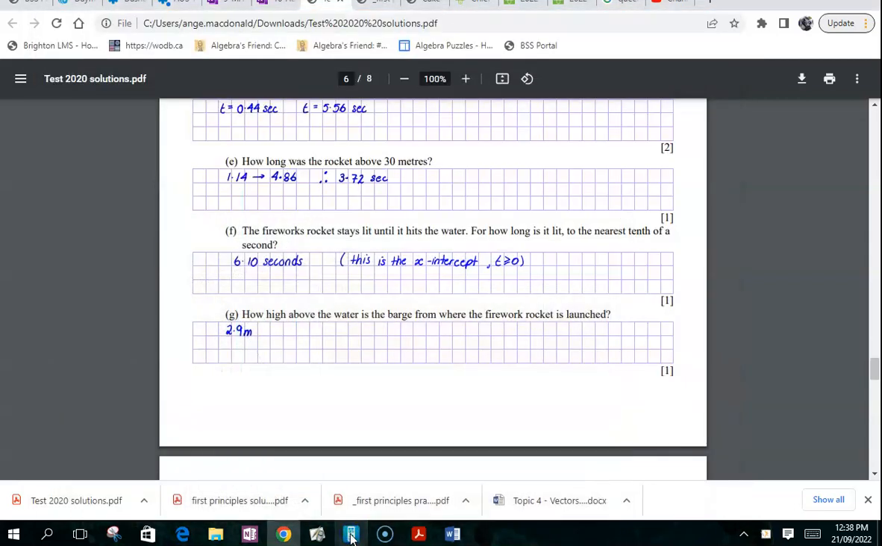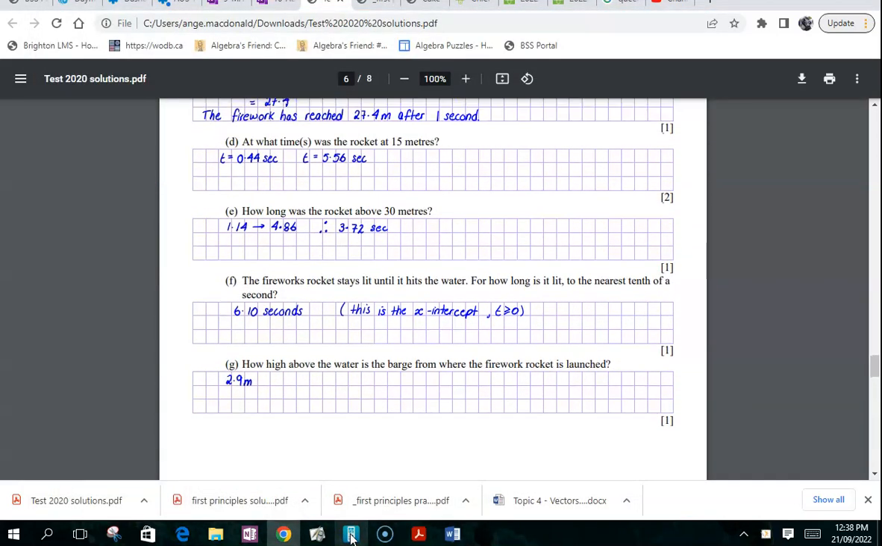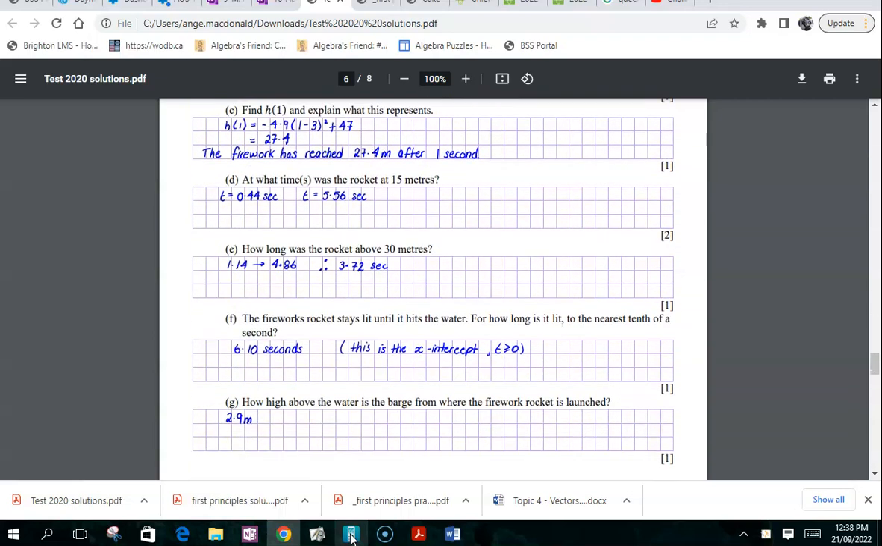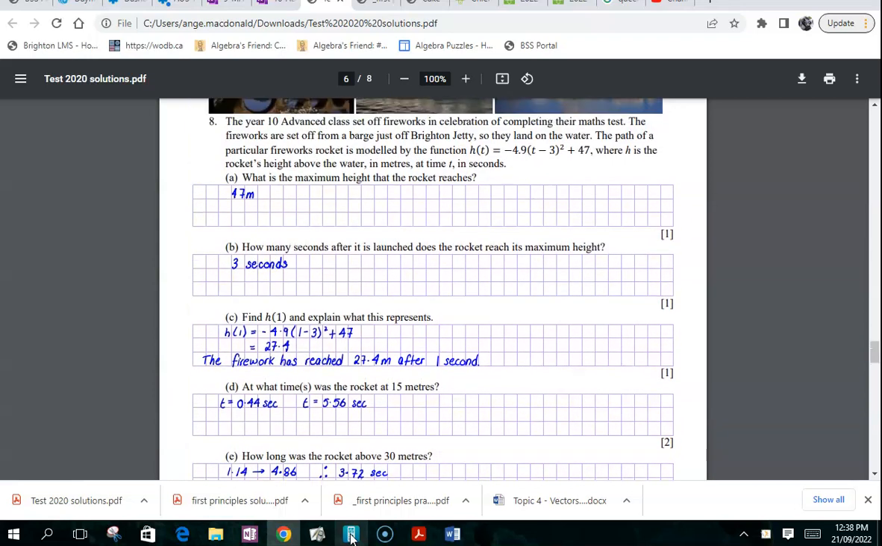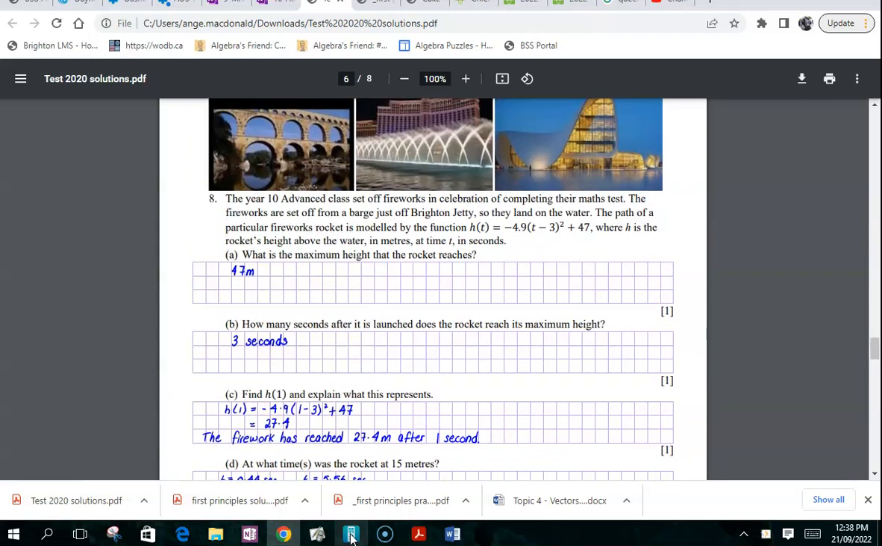So part of it is interpreting the question and knowing what it is that you're finding, and then of course you need to make sure that you know how to use your technology. It becomes really quick, that should take no more than 5 minutes, that whole question. 1, 2, 3, 4, 5, 6, 7, 8 easy marks if you know how to use your calculator. If you don't, it becomes a much harder question.